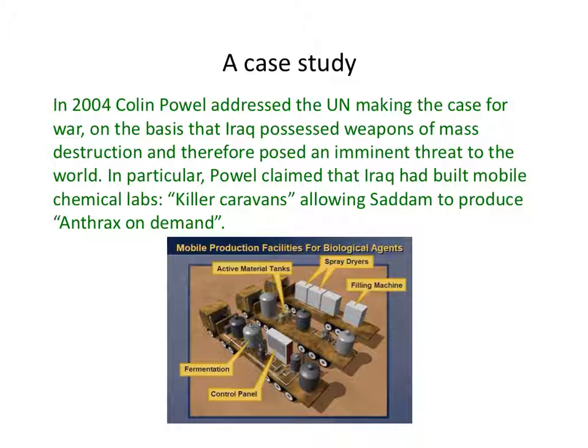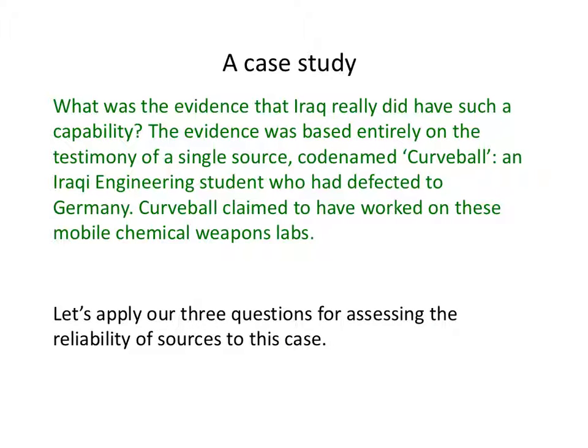This picture is from one of Colin Powell's PowerPoint slides from that address to the UN, showing what the inside of these lorries that could make chemical weapons looked like. So what was the evidence that the United States had that Iraq did have weapons of mass destruction? They did have this capacity to create chemical weapons.